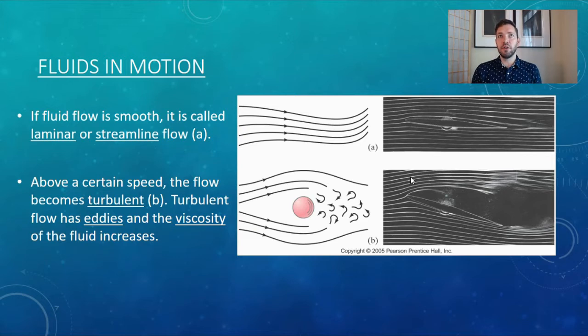Once it gets moving above a certain speed, and what that exact speed is depends on the situation, we see what's called turbulence. We start seeing these whirlpools called eddies, and it gets very challenging to calculate. It gets very complex. In this course, we are just going to be looking at laminar flow. It's beyond our capabilities right now to calculate turbulent flow. So just keep that in mind.